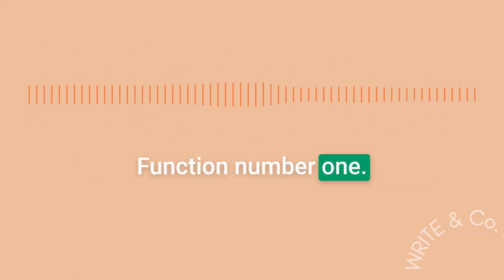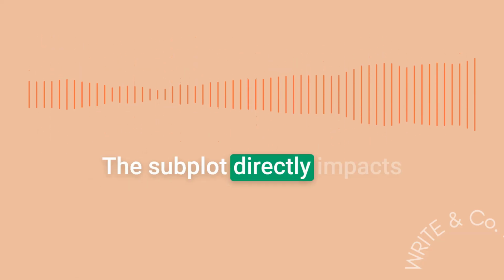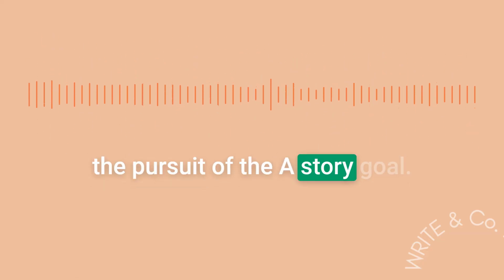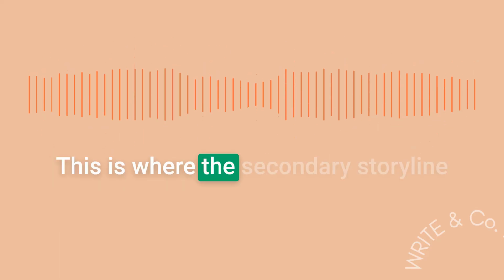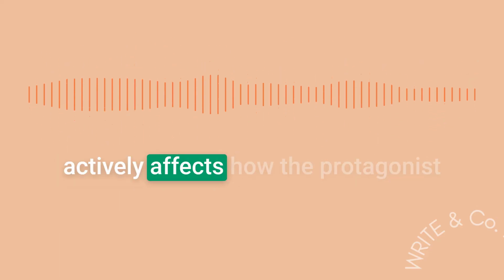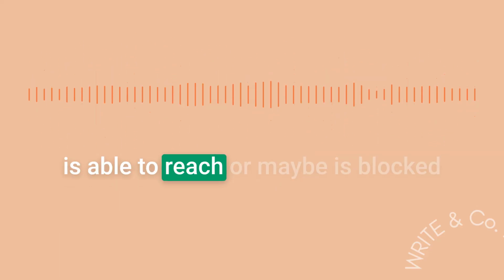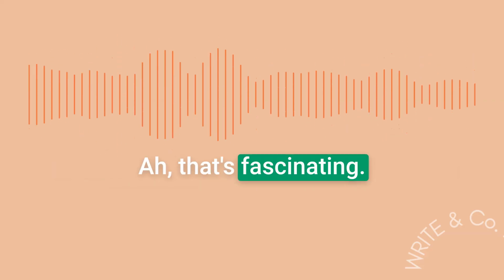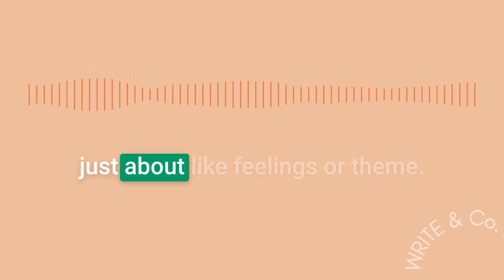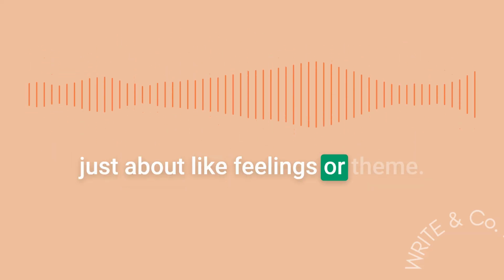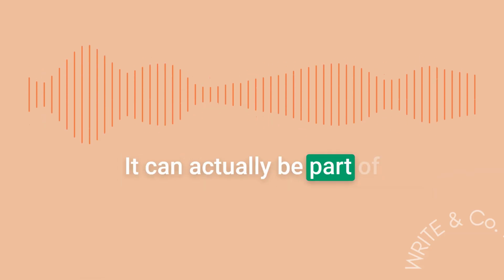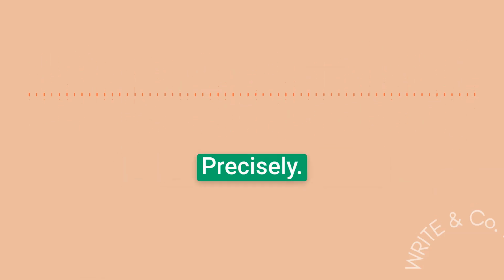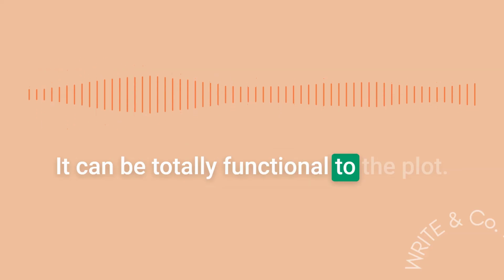Okay, function number 1. The subplot directly impacts the pursuit of the A story goal. This is where the secondary storyline actively affects how the protagonist is able to reach, or maybe is blocked from reaching, their primary objective. That's fascinating because it means the subplot isn't just about, like, feelings or theme. It can actually be part of the plot machinery itself. Precisely. It can be totally functional to the plot.